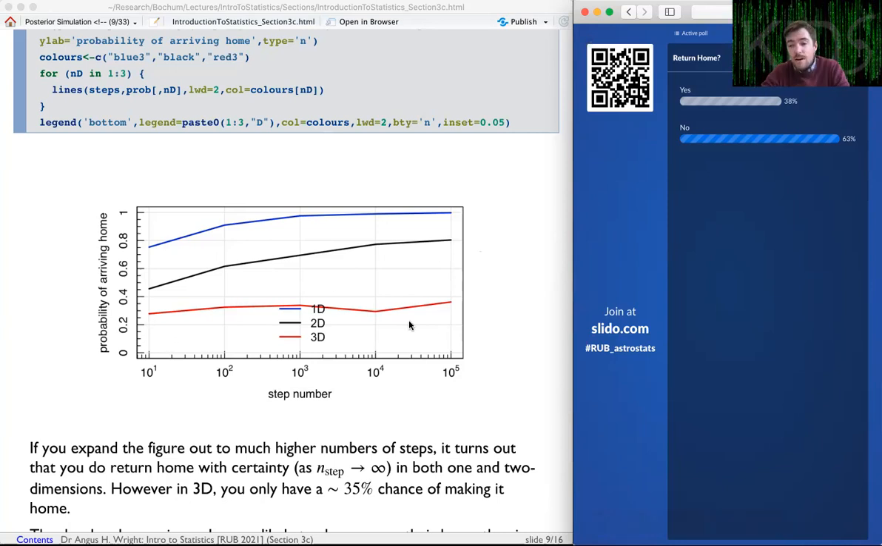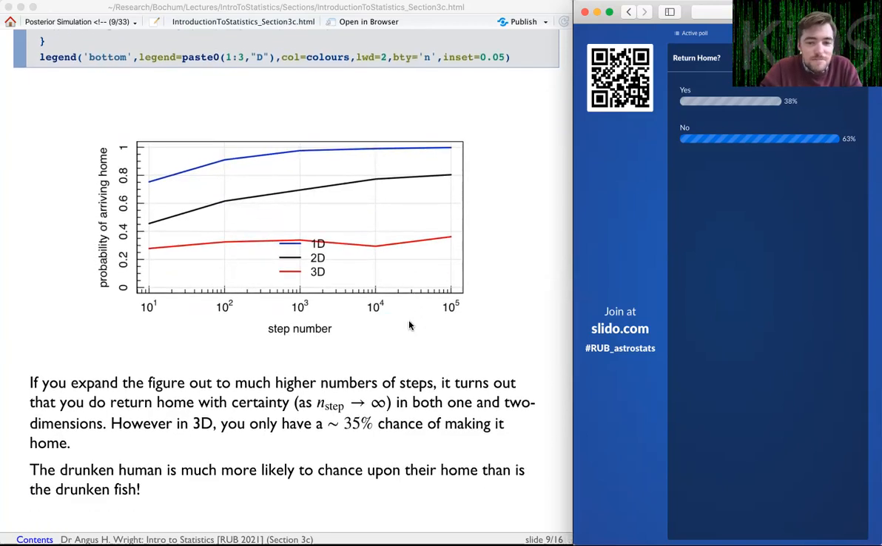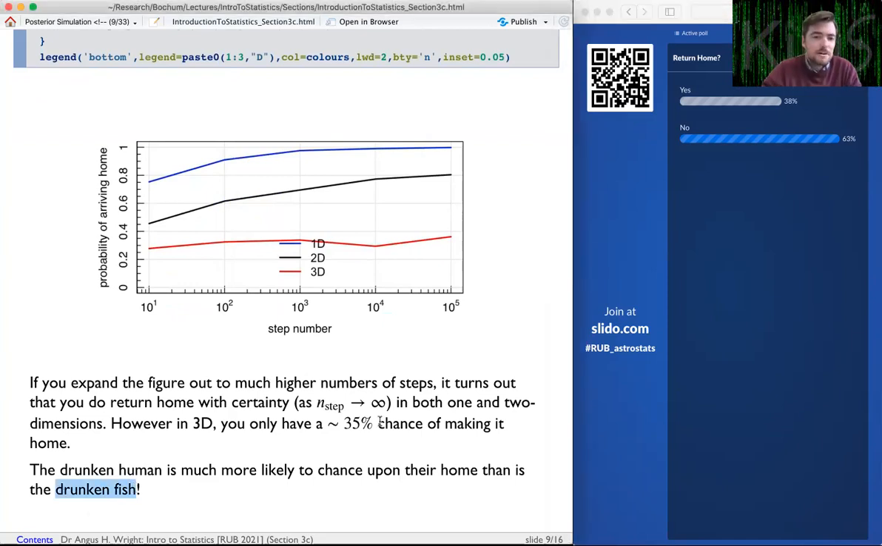In 3D, however, you're not. In 3D, even with an infinite number of steps, you only have about a 35% chance of finding your way home. There's a very famous quote from a statistician who worked on random walks, who said, a drunk human will always find their way home. However, a drunk bird will not, which is fairly funny. I said a drunken fish, but they said a drunken bird. So that's the random walk.